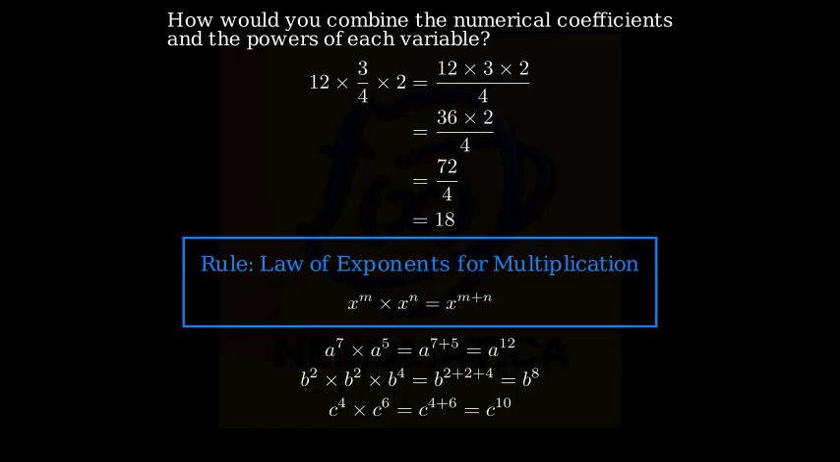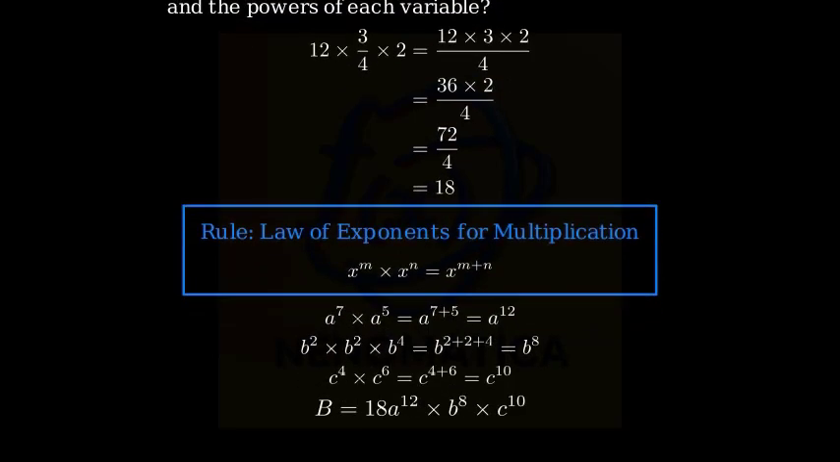Step 4. Now we can combine all our results into the final expression. Our numerical coefficient is 18, and for the variables we have a to the power of 12, b to the power of 8, and c to the power of 10. Therefore, our simplified expression is 18a to the power of 12 times b to the power of 8 times c to the power of 10.